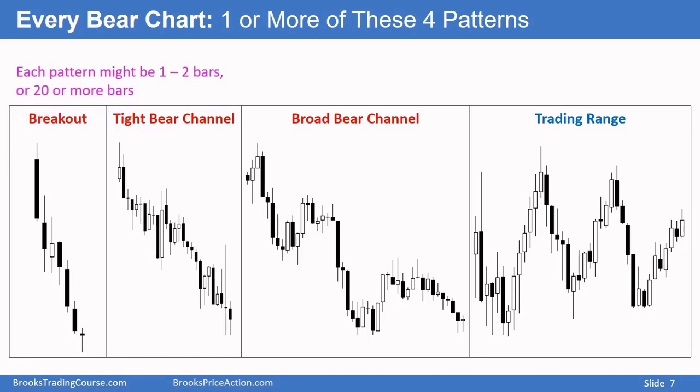Each pattern may be only 1 or 2 bars long. Sometimes a pattern can be 20 or 30 bars long. For example, a trading range could easily be the entire chart. So we could have just a little bit of a sell-off and then a trading range and then a little bit of sell-off at the end. Still a bear trend, but it's mostly a trading range.